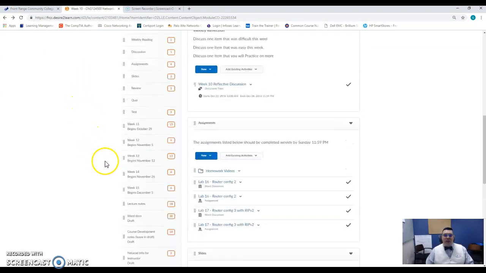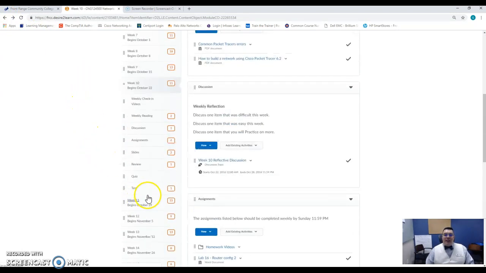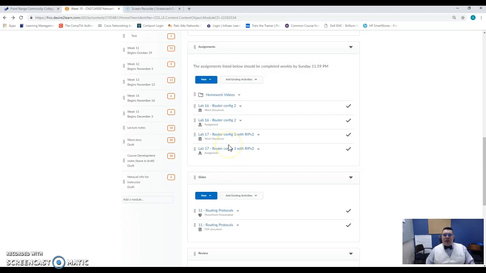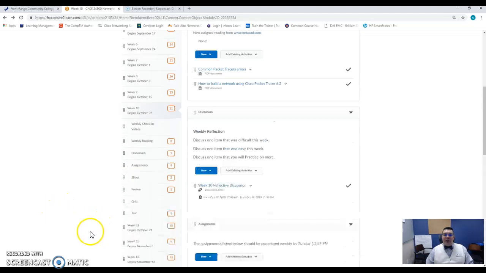Remember the test this week is closed Sunday night, so make sure to get that done. That's really the only significant change in this week. If you have any questions, make sure to reach out to me. Definitely read those Common Packet Tracer items. Those PDFs are not very long. I believe they're about 3 pages each, but that'll help you understand where your errors might lie in your lab for this week. So have a good week.